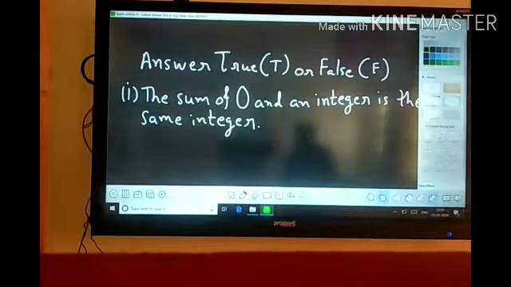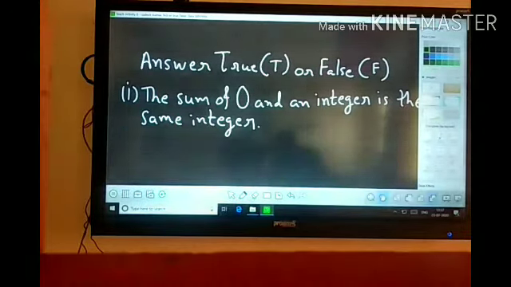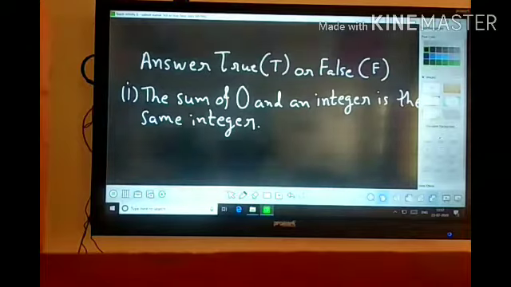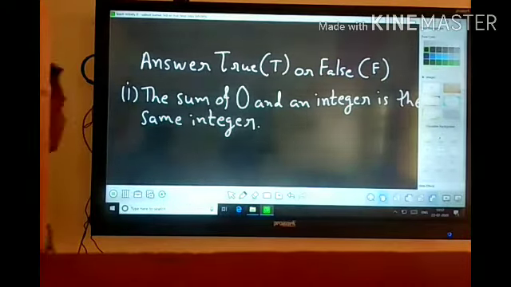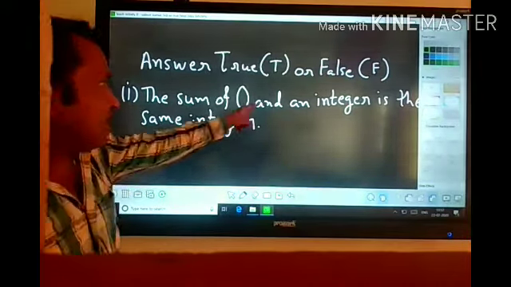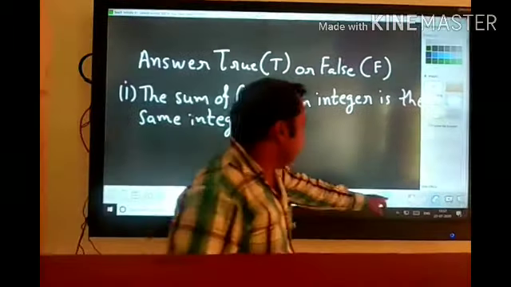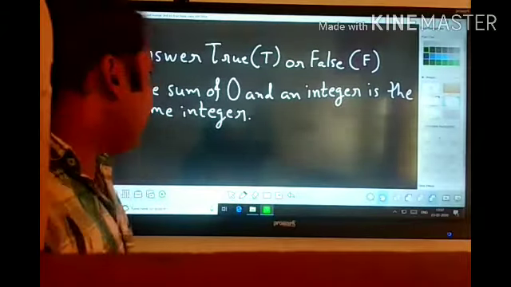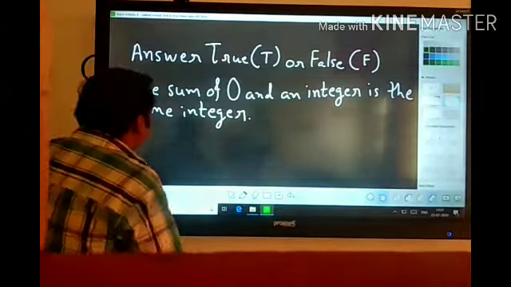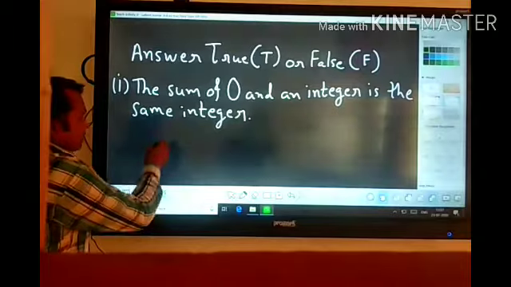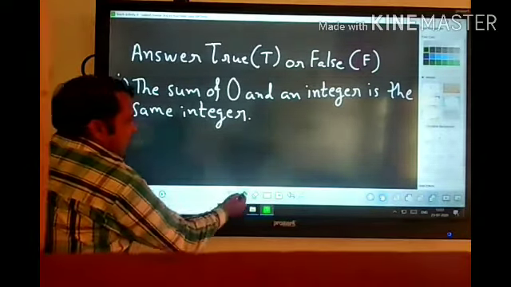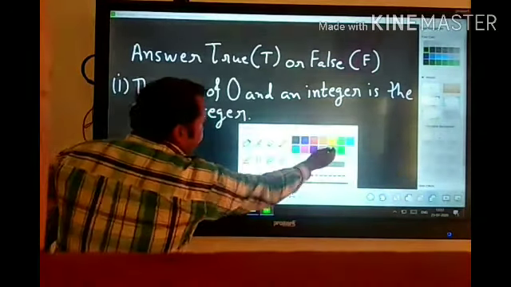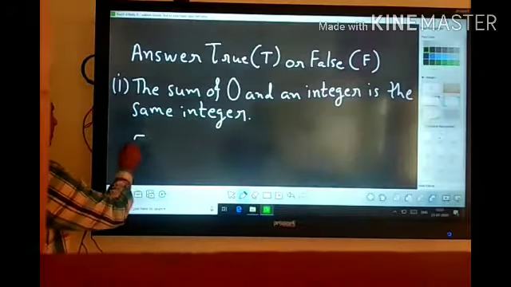The first statement is: the sum of 0 and an integer is the same integer. You know, 0 is a number which doesn't affect any integer, positive or negative, when it is added to that integer. So we can say that if we add 0 to any integer, it doesn't change its value; it will remain the same. I will explain this on the board.